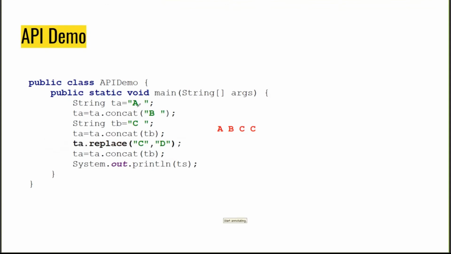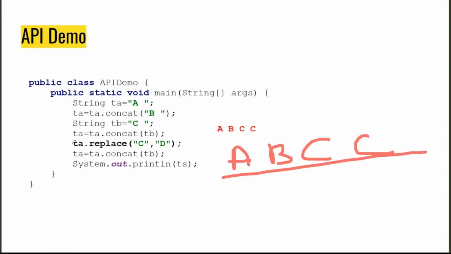Jamil, your answer should be A space B and space C, right? So here it will not replace C with D. It is still ABC, right? Then in the last you are adding TB, C again. So the answer is ABCC. This was the tricky part where you missed.